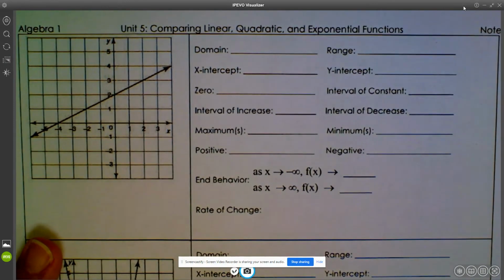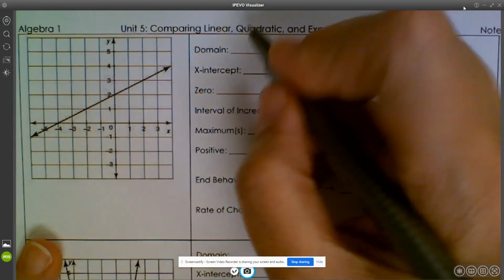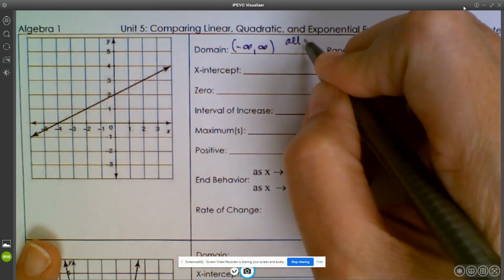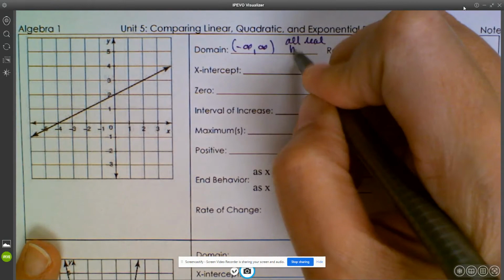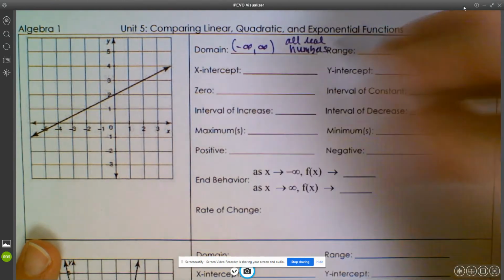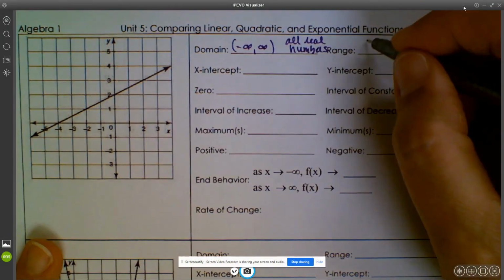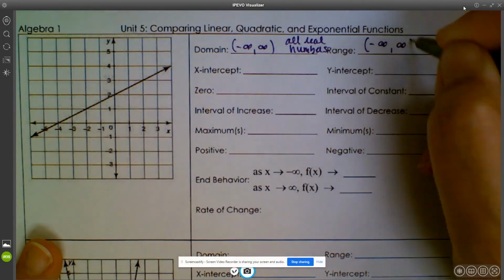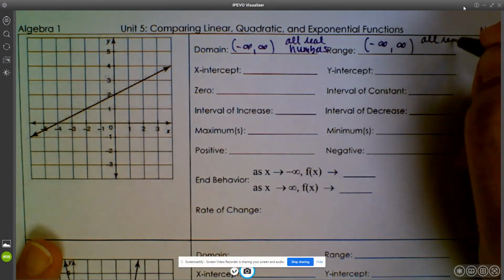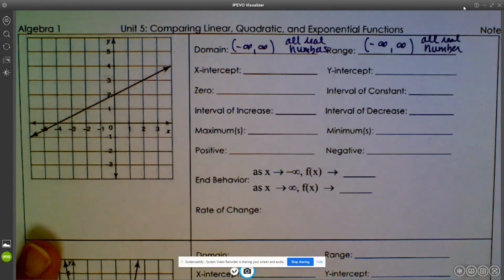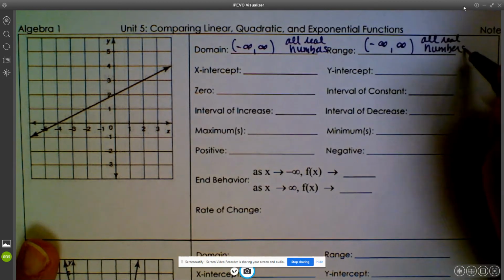And remember, in a linear function, the domain is always negative infinity to positive infinity. So these are all real numbers. And then the range, this goes down forever and it goes up forever. So again, our range is this. Any number can be an x coordinate. Any number can be a y coordinate.